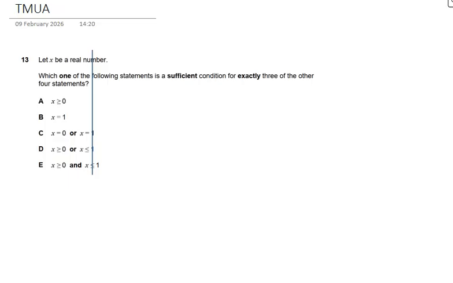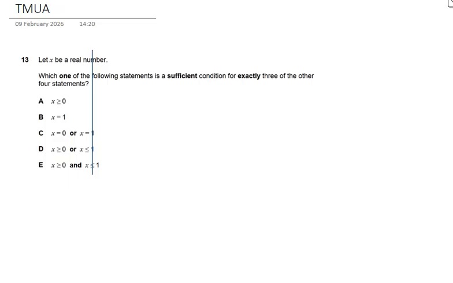Now, before jumping into the calculations, we need to understand something very important. The key phrase here is sufficient condition. A sufficient condition means if this statement is true, then it guarantees that exactly 3 of the other 4 statements must also be true. It does not mean the reverse. It does not mean if and only if. It just means assuming this is true, it forces the 3 others to be true.